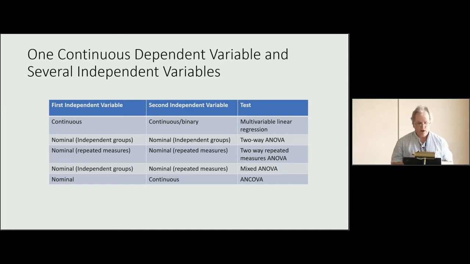So if you have one continuous variable and several independent variables, there are different techniques. We use multivariable linear regression, like I described. We can use the two-way ANOVA. If we have repeated measurements, we can use the two-way repeated measures ANOVA. Then we get the mixed ANOVA, which is a little bit more complicated. Then we have analysis of covariance, right? Where we have a baseline, then we have a follow-up value, and we want to compare the follow-up value between the two treatments, but we need to adjust for the baseline. That's an analysis of covariance, right? Okay?